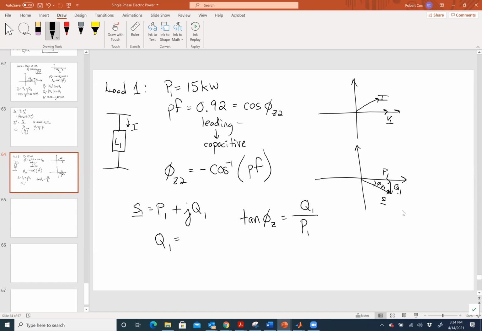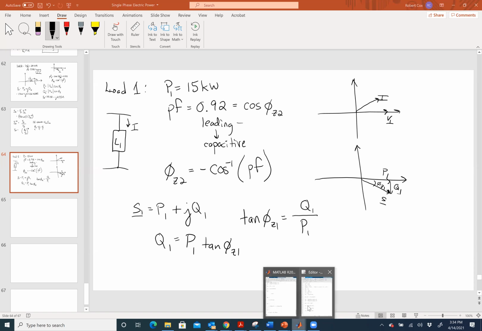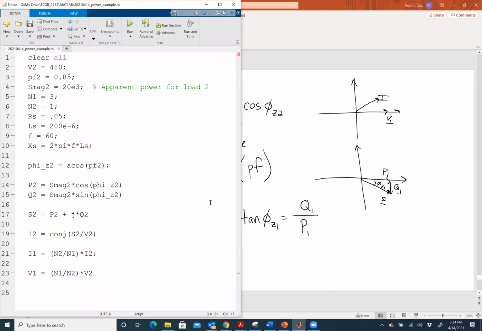All right, so when I look at this, I can solve for my Q1. My Q1 is going to be P1, which I know, times the tangent of phi Z1, like that. All right, and then I got my Q1. I don't think I actually wrote that into my code, but I can. So let's do that second load.